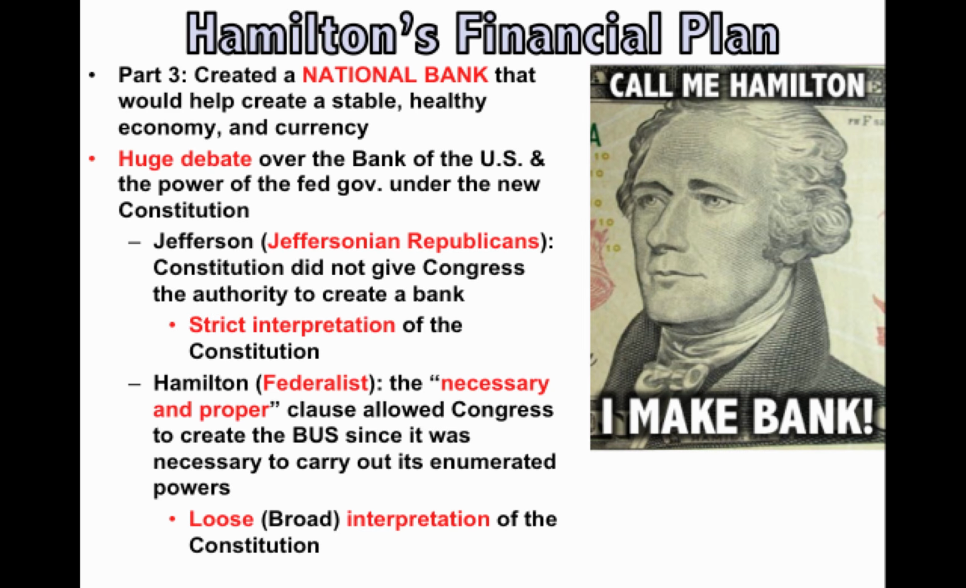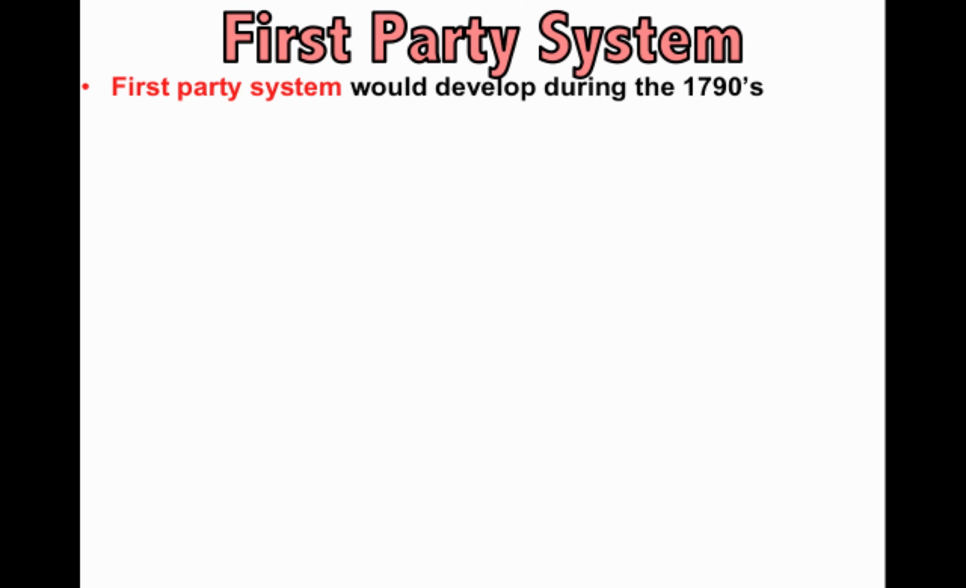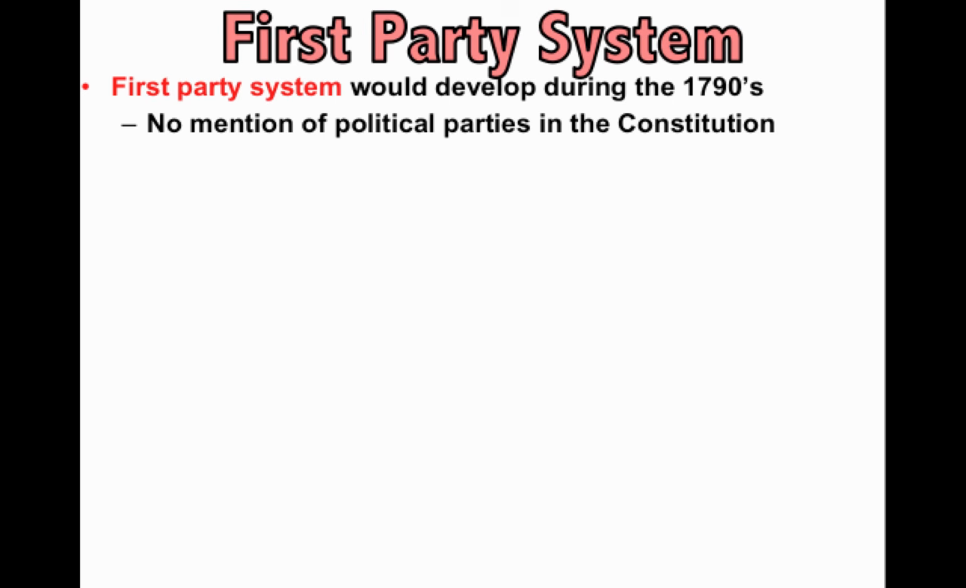Now, key to all of this is that you understand that during this period you have the rise of the first party system. When you see that term, know it is developing in the 1790s, and there are no political parties mentioned in the Constitution. Many people thought they were bad, that they would not happen in this new nation, but they quickly do, and they're going to be known as the Federalists versus the Jeffersonian Republicans.